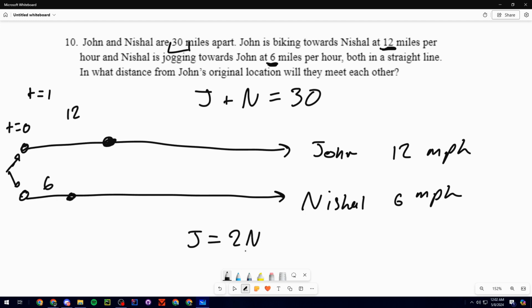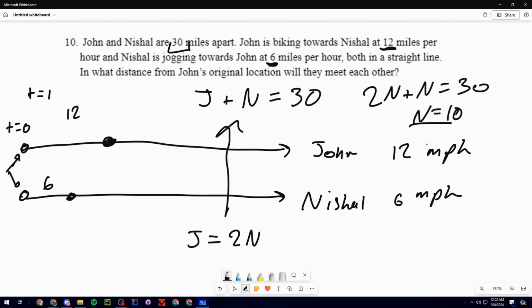And this is cool because we can also plug this into the same equation. It's easier to substitute for j because we already have it. So 2n plus n is equal to 30. So n is equal to 10. That's Nishal's, but we're looking for John's original distance. So that's just 30 minus 10, giving you 20 as your answer.